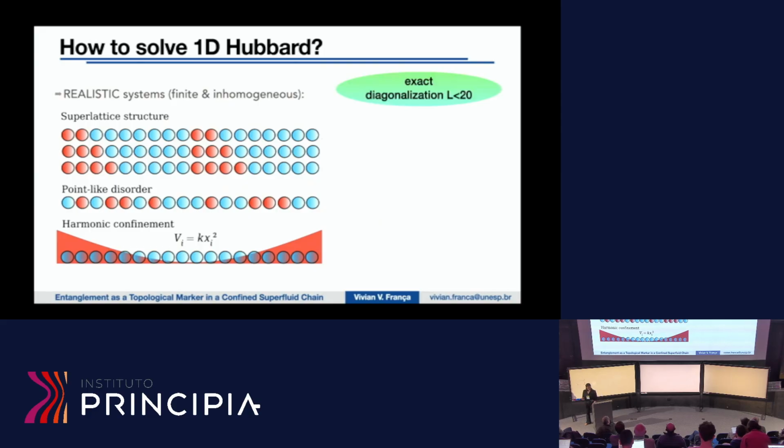Of course, we can do exact diagonalization. My code is only for 20 sites. Of course, with better tools, you can go to larger systems, but I believe not much in this case. So we have problems with the size of the system.